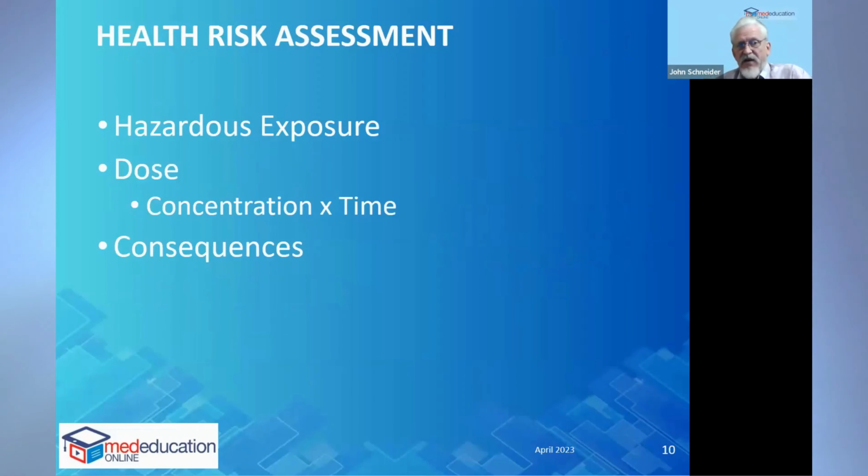So, if there is exposure, what we need to do is determine the risk, and to some extent that depends on the dose, which is a factor, if you like, of concentration or time, and then the consequences of that. Next.